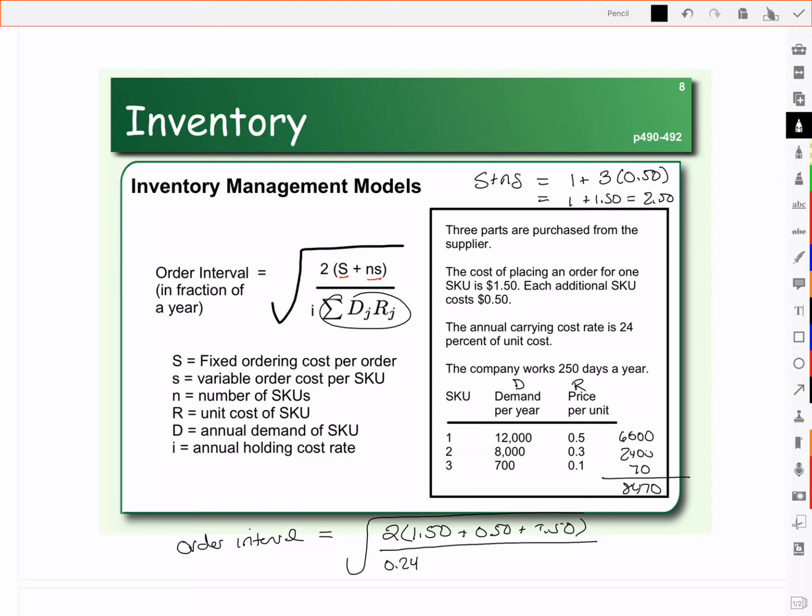Okay. So on the bottom of our order interval formula, it's 0.24 times 8,470. So if we simplify this here, the square root of 2 times 2.50, that was our ordering cost, divided by our holding cost, which is 24% of the value of our product. Okay, so let's do that calculation. So 2 times 2.50, right, gives us 5. So we're going to have the square root of 5 divided by, and then 24% of 8,470 is what? 2,032.8.